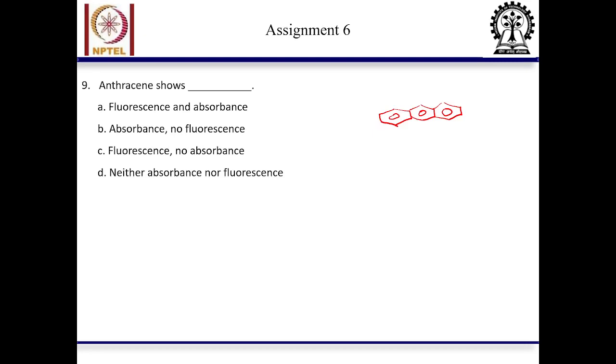Anyone? What is the answer for question number 9? Oh, that is strange. No one has answered question number 9.